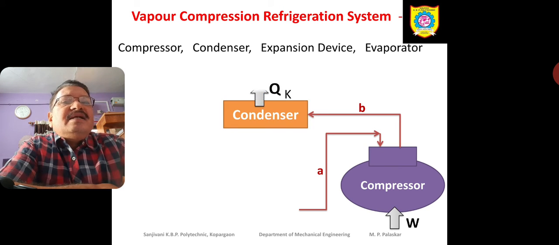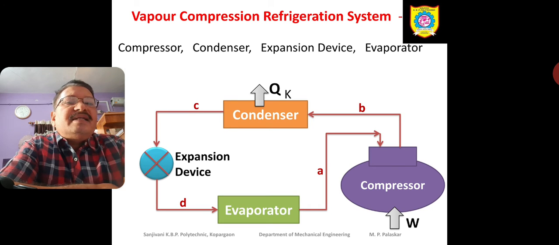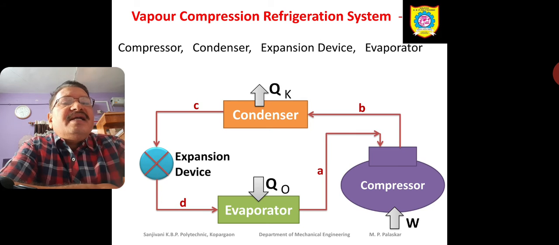In the condenser, heat is rejected by the refrigerant, so the refrigerant gets condensed into liquid. This liquid will enter the expansion device where the pressure is reduced and isenthalpic expansion takes place. Now the liquid refrigerant will enter the evaporator, and in the evaporator heat is absorbed by the refrigerant, which gets evaporated into vapor, and this vapor refrigerant again enters the compressor, and the cycle is repeated.